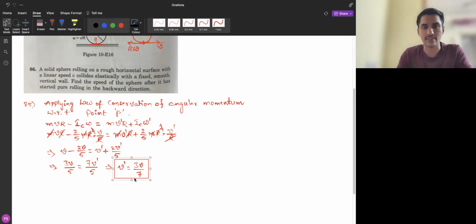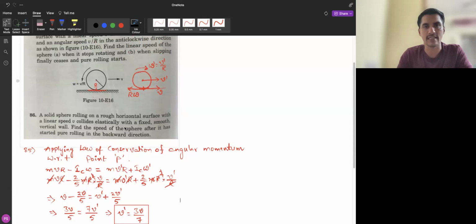Now, what is he asking us to find? Velocity only, no? Find the linear speed of the sphere. We have calculated the linear speed of the sphere in which situation? When slipping finally ceases and pure rolling starts. Okay. When it stops rotating, we did not do. We have done B first. First we have done B.